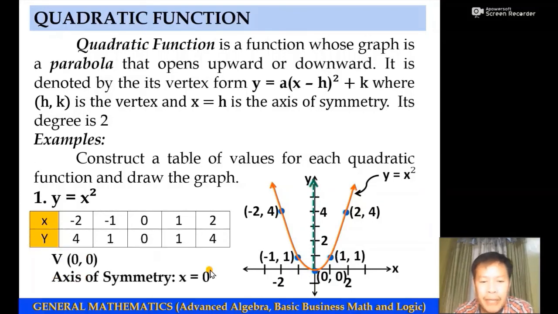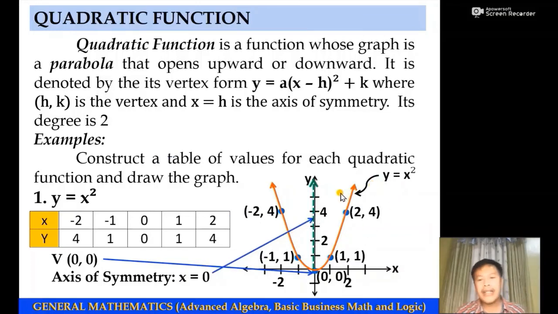Then, we are going to label the important characteristics. So, our vertex is the origin, and our axis of symmetry is this one. Then, don't forget, use a red mark for your parabola or for your graph. That is our standard in our subject only. And this is the graph of y is equal to x squared.